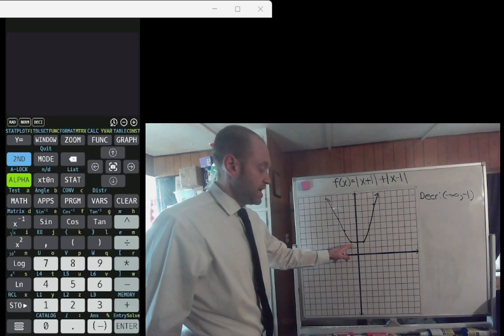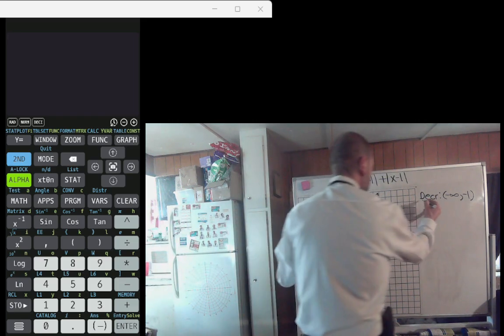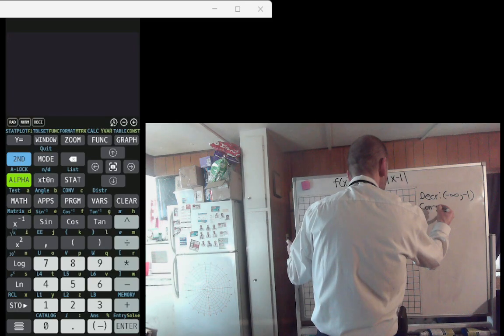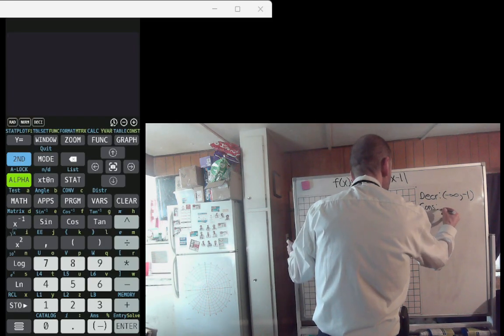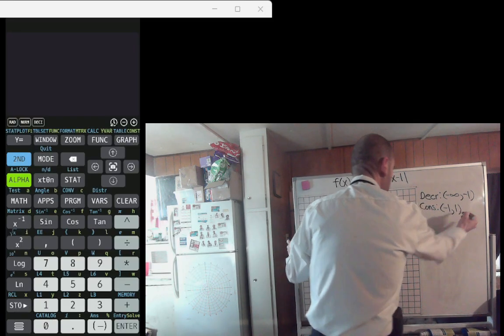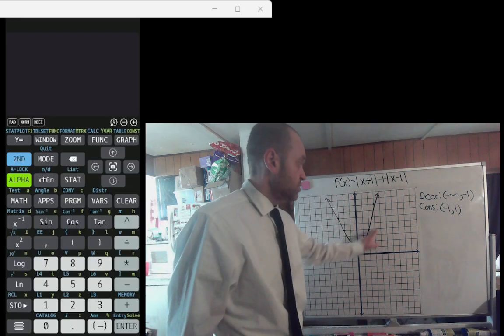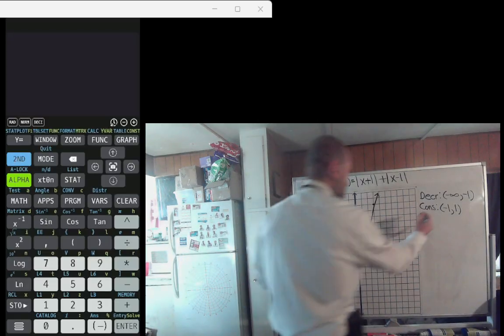Then if you look from -1 to +1, it stays constant. So the function is actually constant from -1 non-inclusive to 1 inclusive. And then if you get past x equals 1, from 1 to infinity, the function is increasing.